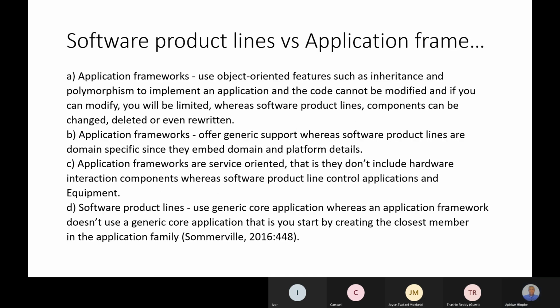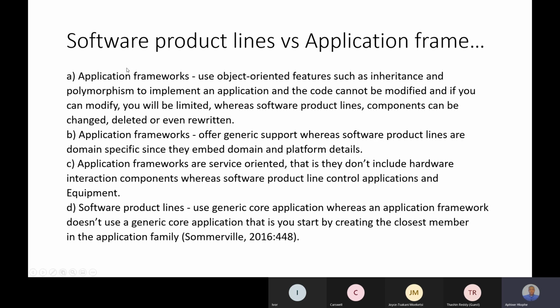And what is the main difference between a product line and an application framework? Okay, we say an application framework uses object-oriented features such as inheritance and polymorphism to implement an application, and the code cannot be modified. And if you can modify, you will be limited in what you can do with the code. Whereas software product line components can be changed, deleted, or even rewritten.